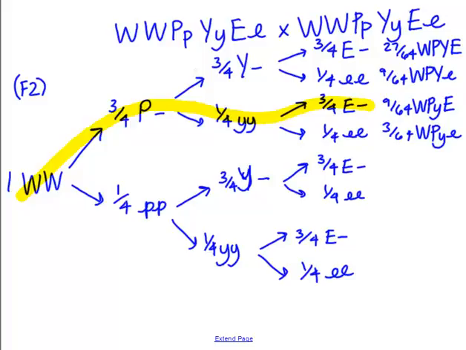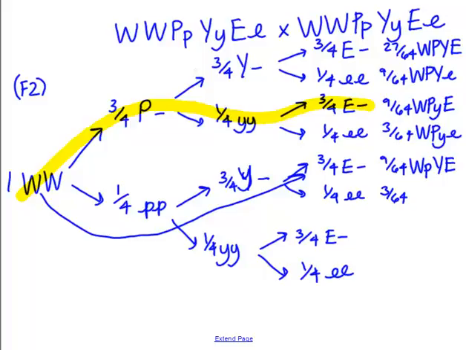Now we're going here. So it's 1 times 1/4 times 3/4 times 3/4. So that is 9/64. And that is big W, little p, big Y, big E. Then 1/4, 3/4, 1/4. 3/64. Big W, little p, big Y, little e.